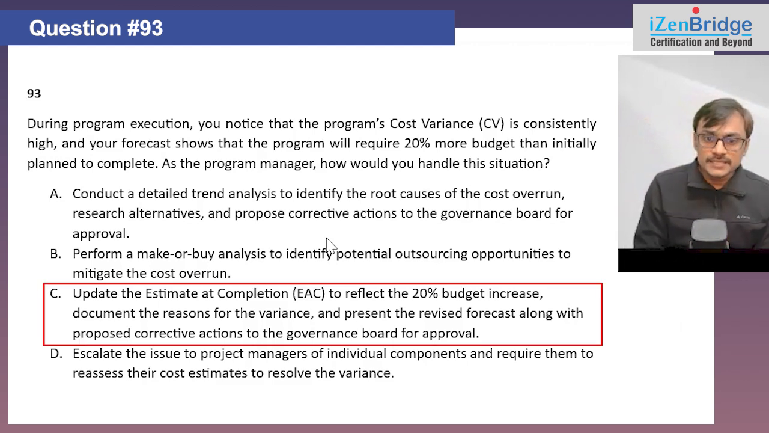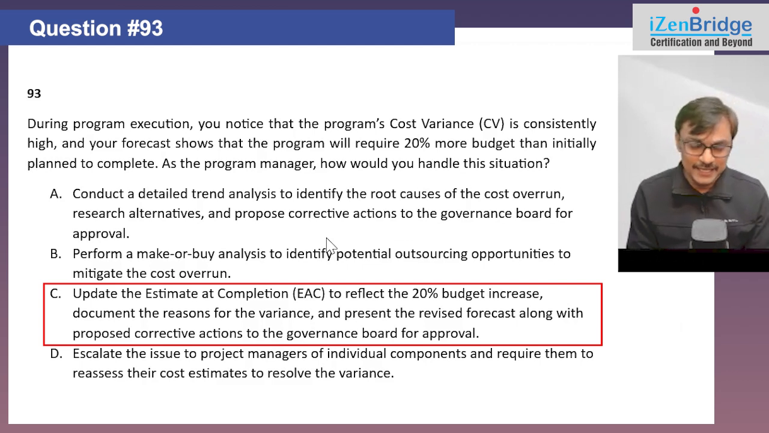Option C, update the estimate at completion to reflect the 20% budget increase, document the reason for the variance, and present the revised forecast along with the proposed corrective action to the governance board for approval. This also looks good, or I would say it looks great. Let's see. So now A and C both are looking good. We will revisit A and C again.